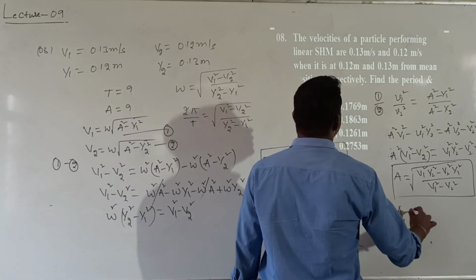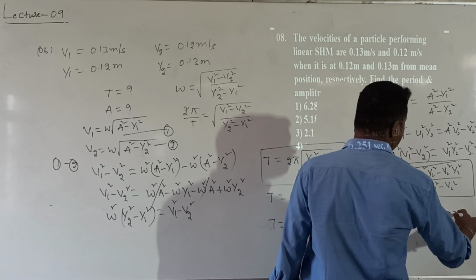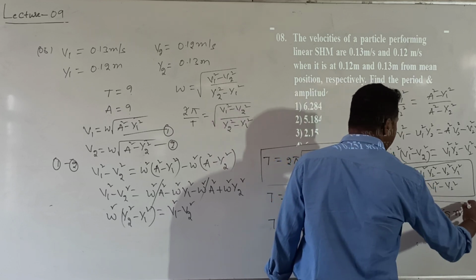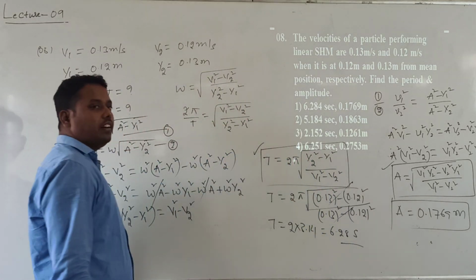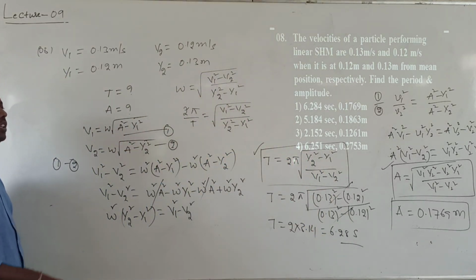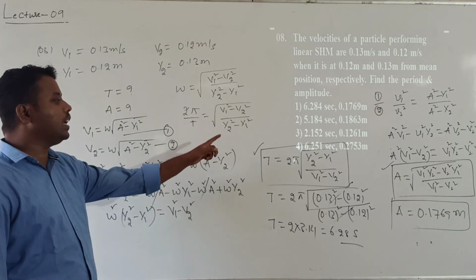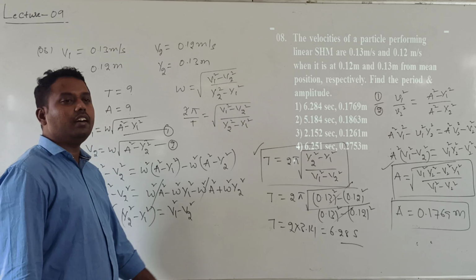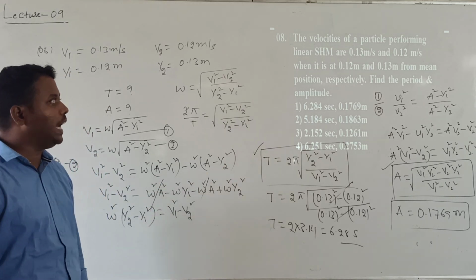After total simplification, you will get the answer 0.1769 meters. Question understood? So you have to remember these two formulas. Whenever velocity at two different positions is given, how to calculate the value of time period, frequency, and amplitude. Okay, this is question number 8.